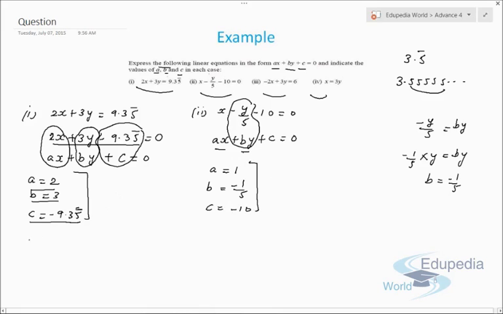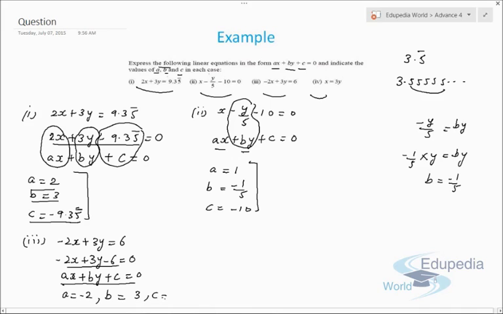Now let's discuss the third question. The third question is -2x + 3y = 6. So this can be written as -2x + 3y - 6 = 0. Now this becomes the form ax + by + c = 0. So if we compare this equation with the equation of the form ax + by + c = 0, we get a as minus 2, b as 3, and c as minus 6. So this is how we get the values of a, b, and c.